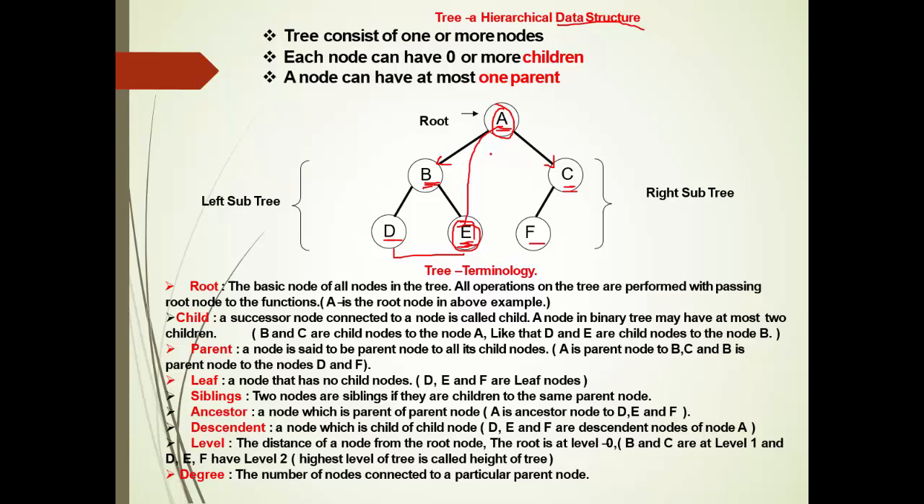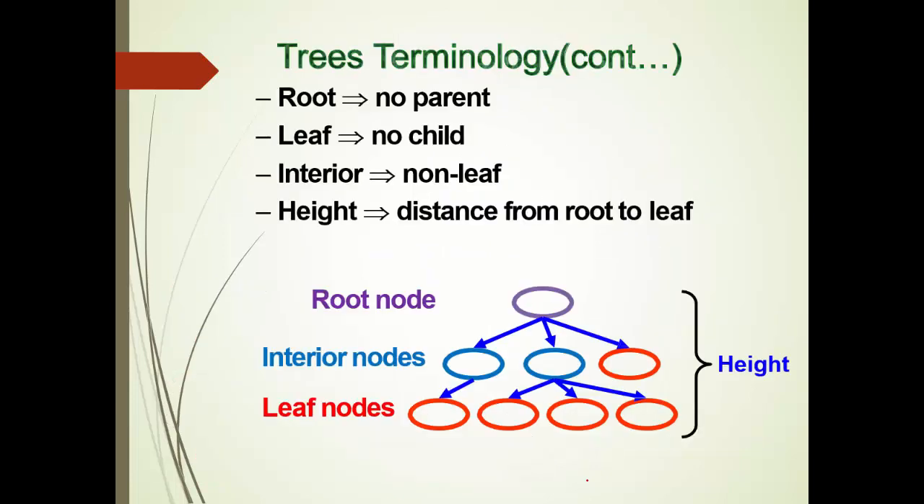And also here, as we can see, we are having some levels. We can say this is level 0, this is level 1, and this is level 2. We can also have the number of nodes connected to a particular parent. Like here, if it is the parent, what is the degree of B? It is 2. What is the degree of A? Then you can say them. Usually the degrees are the number of nodes that are connected to a particular parent.